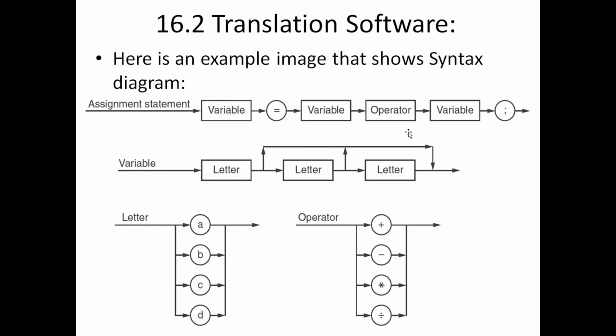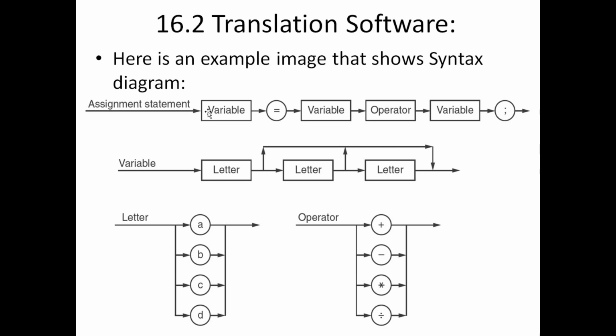Here is an example image that shows a syntax diagram. An assignment statement should be written as follows: there should be a variable. This rectangle having the word variable means this can be any name. Equals to, like, one variable can be equal to variable operator variable, and that's it. This is a terminator, that means you cannot add anything else.